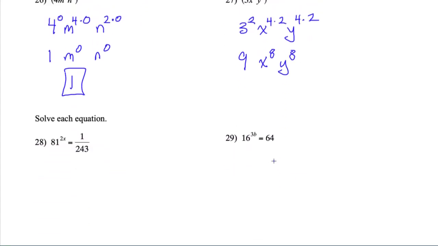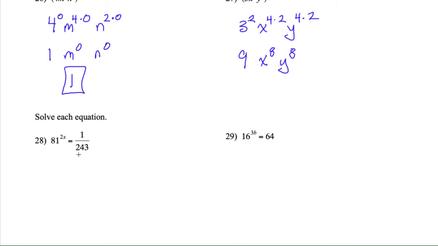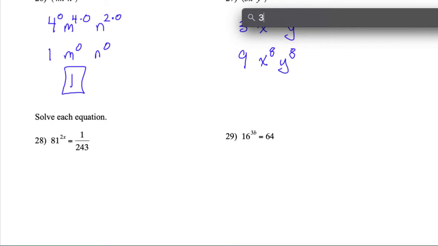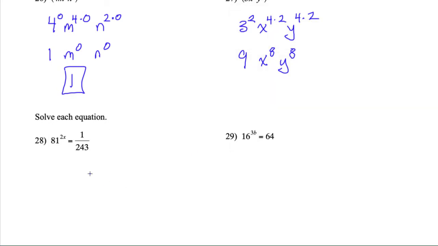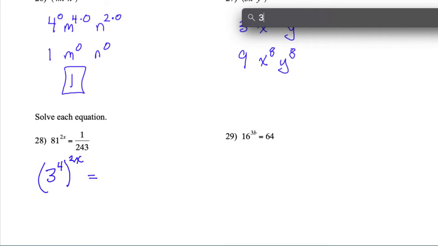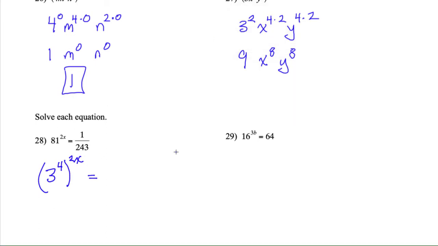Alright, solve each equation. So I need to have the same base here. I know that there's no way to get 81 to some power to get to 243, but I do see that 81 is 3 to the power of 4, and if you don't believe me, 3 to the power of 4 is indeed 81. So this is 3 to the power of 4, all of that to the power of 2x. That is equal to 3 to the power of 5, which is 243, so this is 1 over 3 to the power of 5. I want to have the same base.